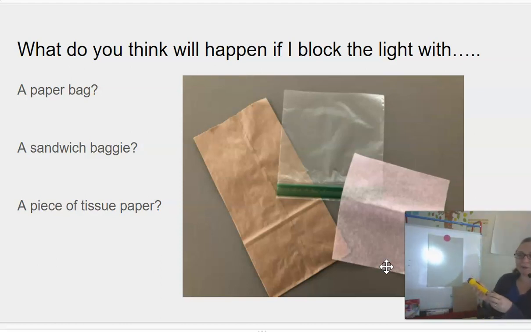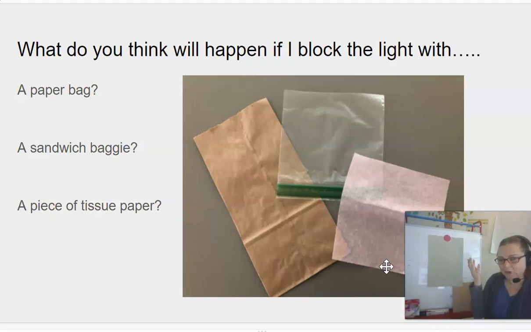What do you think would happen if I were to block the light with a paper bag, a sandwich baggie, a piece of tissue paper? Think for a moment. What would happen? Write it down, pause the video, just give it some thought.